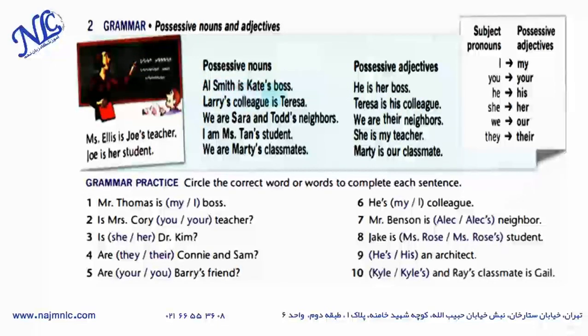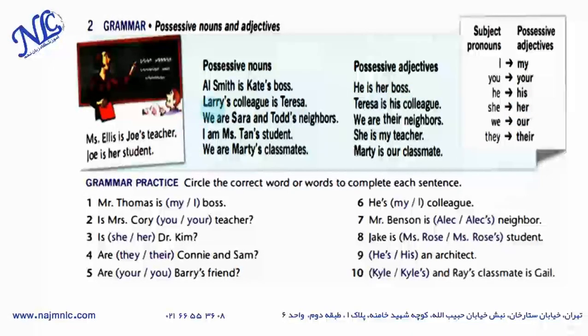Al Smith is Kate's boss. Instead of Al Smith, what subject pronoun can I use? Can I use I, you, he, she, we, or they? Very good, he, because Al Smith is a man. He is. So instead of Kate's, what possessive adjective can I use? My, your, his, her, our, their. Very good. Because Kate is a woman, so I should use her. He is her boss. He is her boss.